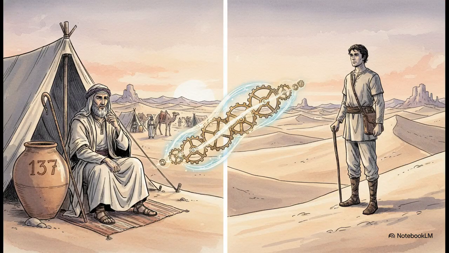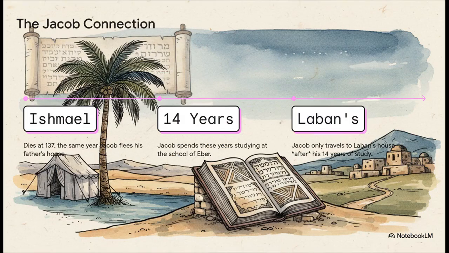And the answer is just, well, it's fascinating. It turns out the reason for this number has almost nothing to do with Ishmael himself. It's all about his nephew, Jacob. This boring list of names is secretly a tool, a chronological key, designed to solve a puzzle in a totally different part of the story. Okay, so check out how this works.